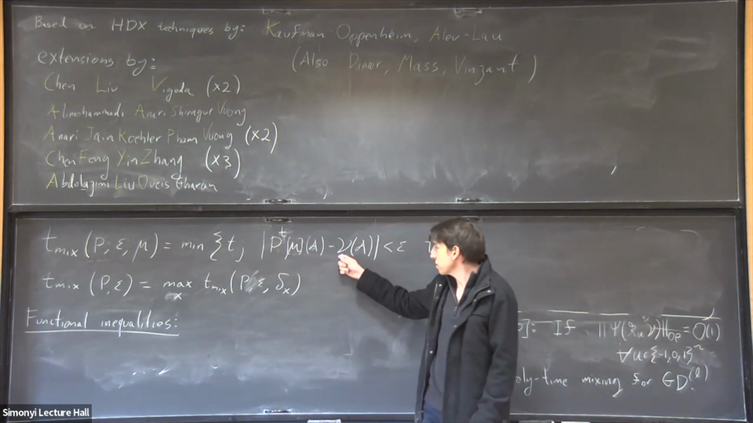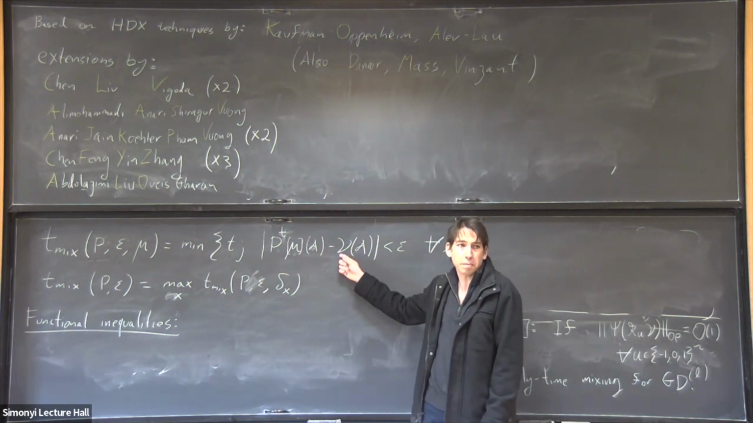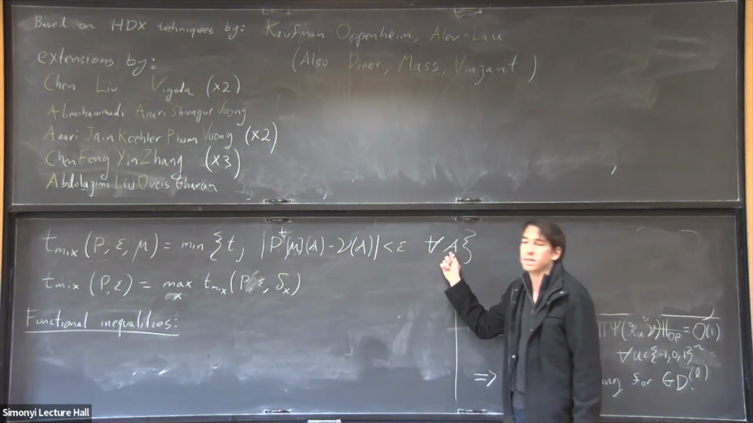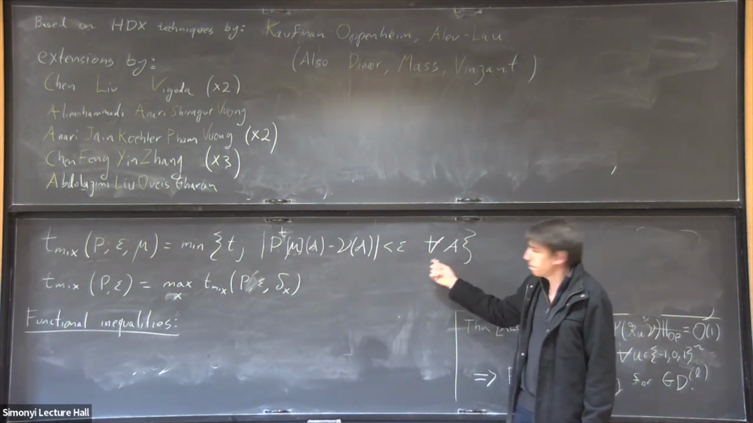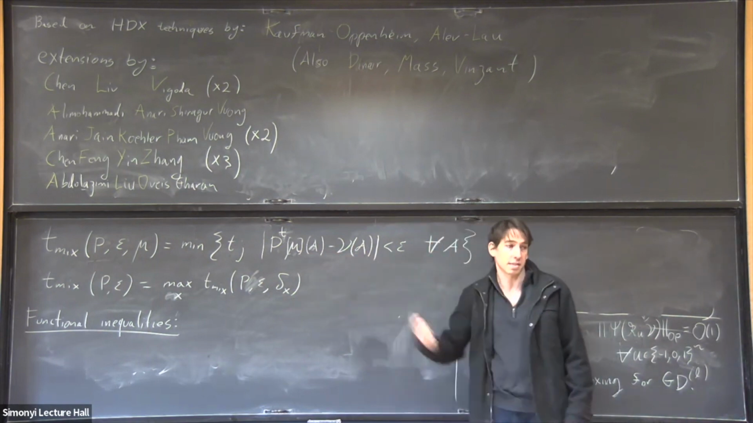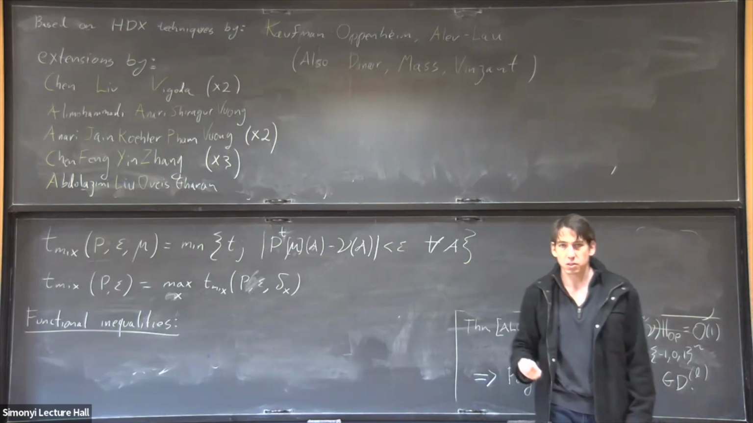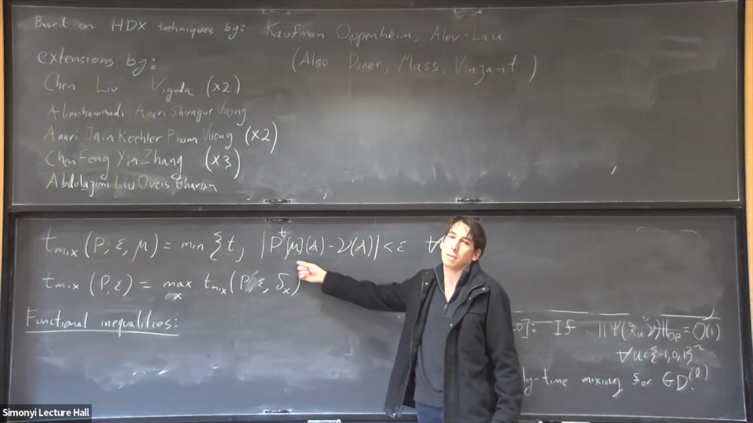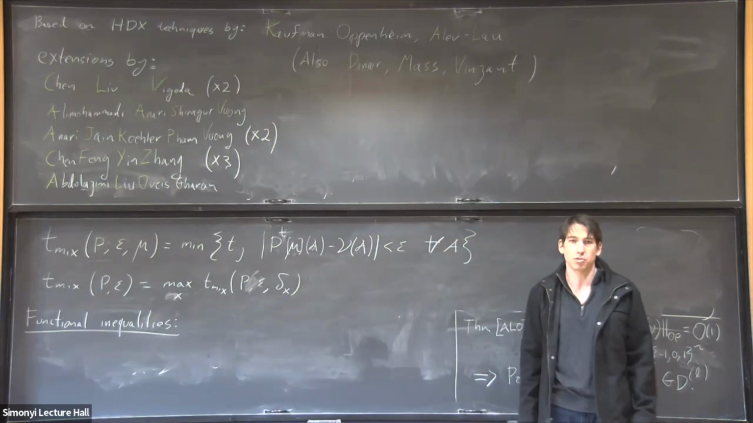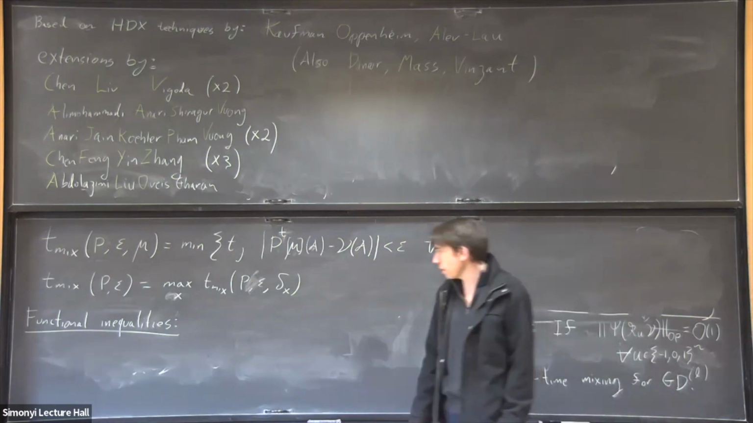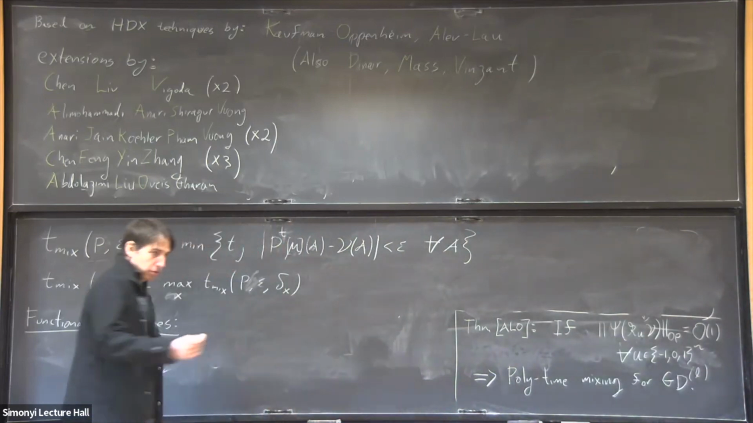I want this to be close to the stationary measure in the sense that for every set A, the difference between probabilities is at most epsilon. So you want the total variation distance between what you get after t steps and the background measure to be at most epsilon. So it's an L1 bound.